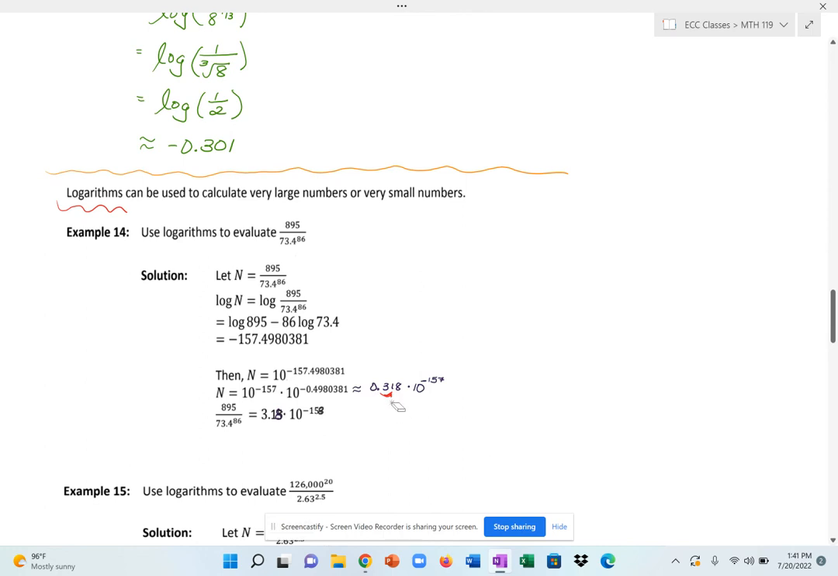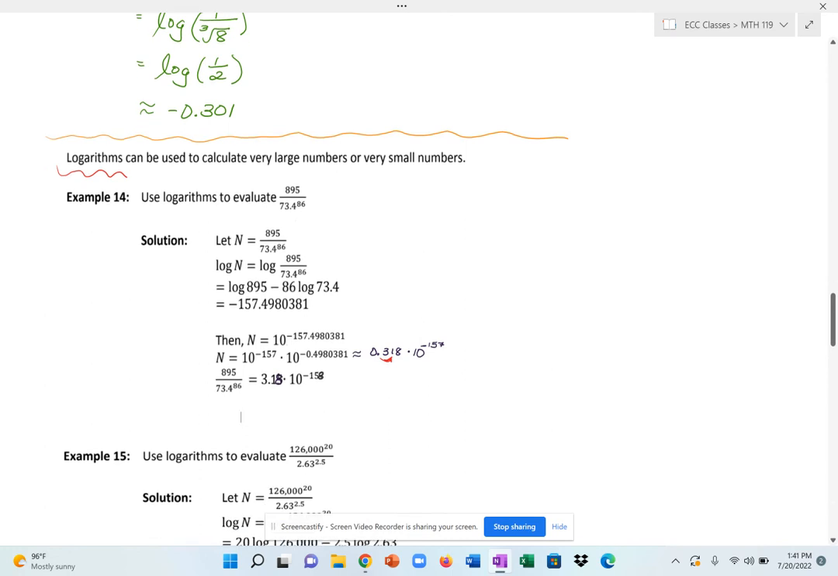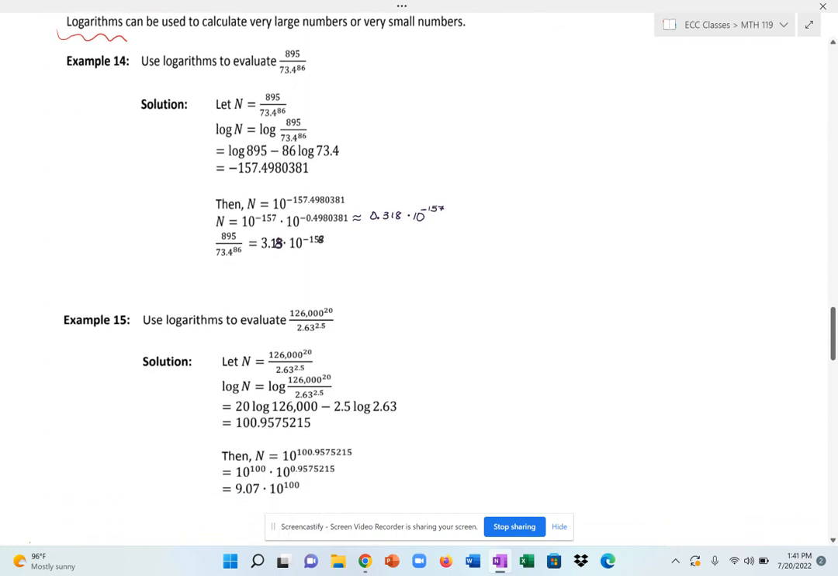Here's another one. I have 126,000 raised to the 20th power divided by 2.63 raised to the 2.5 power. In this case, this result would be a very large number. That numerator is much bigger than whatever that denominator is. So when you divide them, it's still going to be a very large number. And again, if you just put this directly into your calculator, I would think most calculators would have trouble with that. You would get an error, or sometimes they say overflow error. So again, we use logarithms to help us.